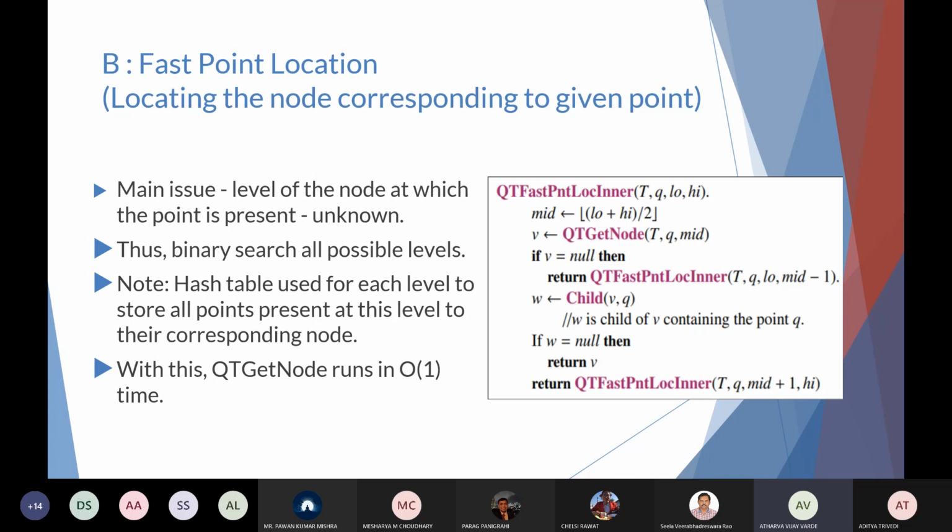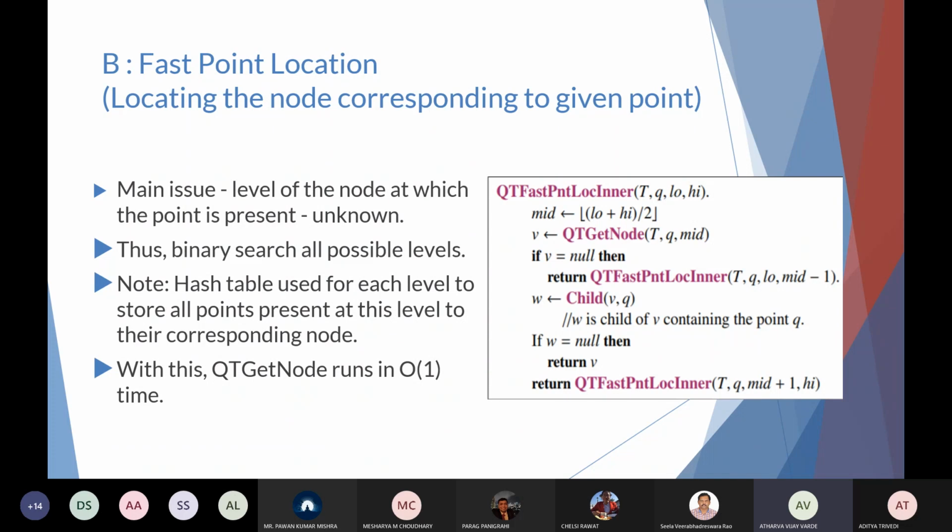So what it is doing is that if the point is present in some node at that level, then it is returning that node. Now, if it is null, then it means that the point has been discovered previously, so we search at lower levels. If it is not null, then that point is present in that level. Now, this does not mean that it is discovered at that level. This can be discovered later also.